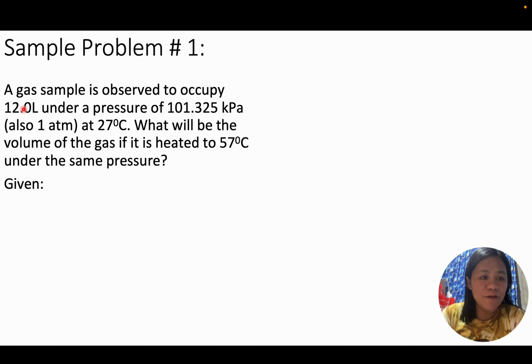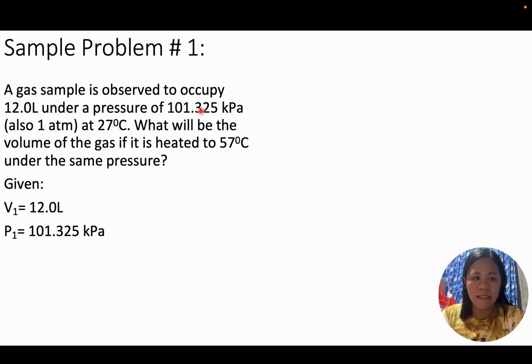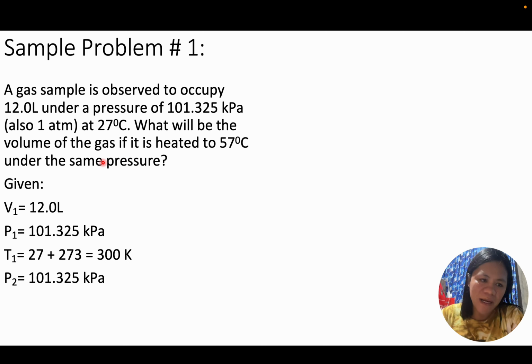The first one is ating V1, which is, na-mention siya, no? 12 liters. Ang ating P1 naman, no, though hindi na siya necessary ilagay, pero since na-mention siya dyan, so ilalagay lang natin yung P1 natin. Next, ang ating temperature 1 naman, no, is 27 degree Celsius. Take note na we have to convert it to Kelvin kasi nga may absolute zero ang Kelvin. Next, ang P2 naman natin, no? Kasi nakalagay dyan, same pressure. So, of course, same pa rin, 101.325 kilopascals.